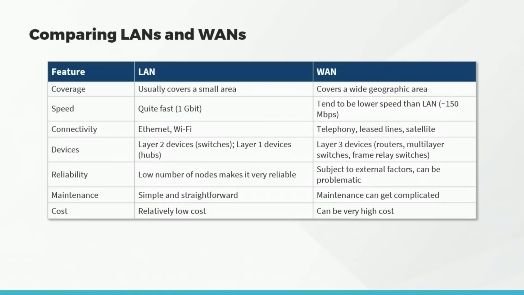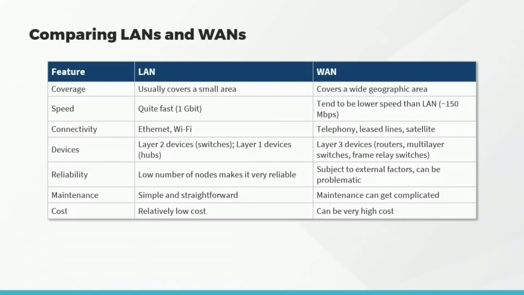the use of publicly accessible infrastructure, they're much slower than LANs, maybe around 150 megabits per second, and they rely on Layer 3 devices or routers because WANs don't connect computers together, they connect networks together, and routing and other WAN devices are much more complex than switches.